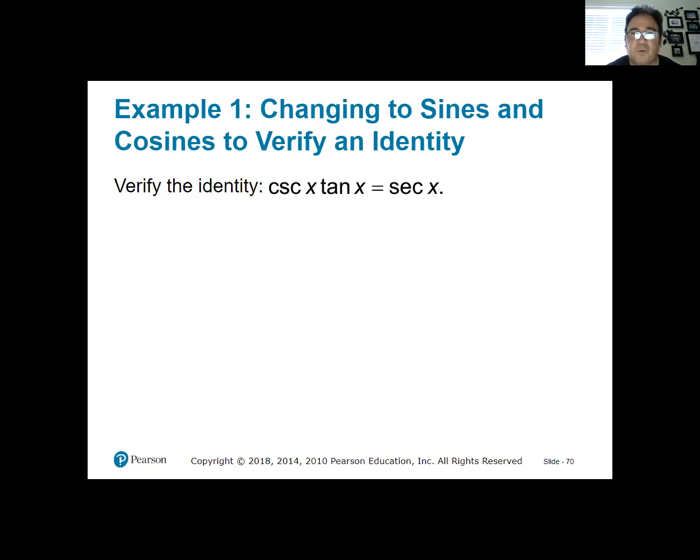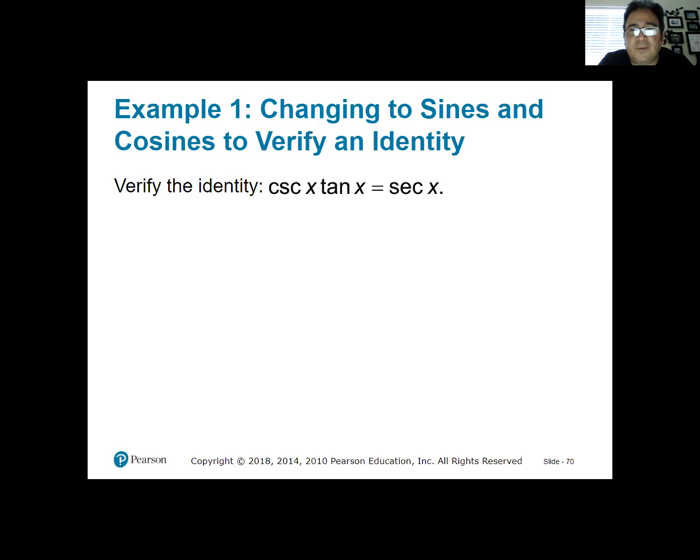Which side looks more challenging, the left or the right? The left. The left definitely looks more challenging, right? Cosecant x tangent of x, right? And they're giving us a hint. They're telling us to change it to sines and cosines.